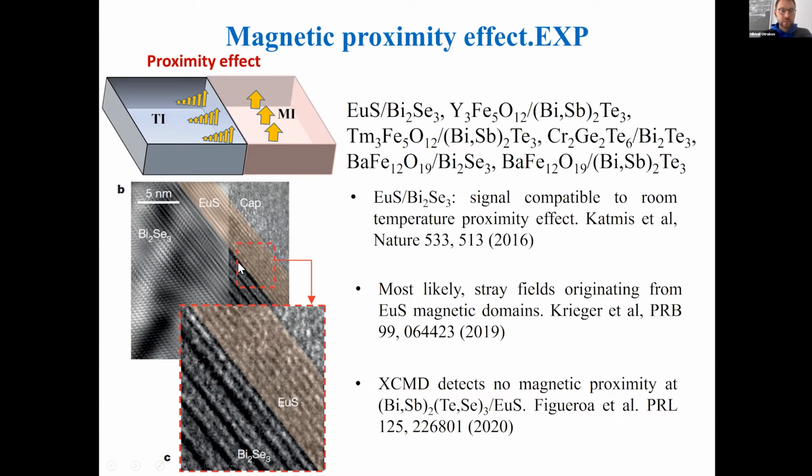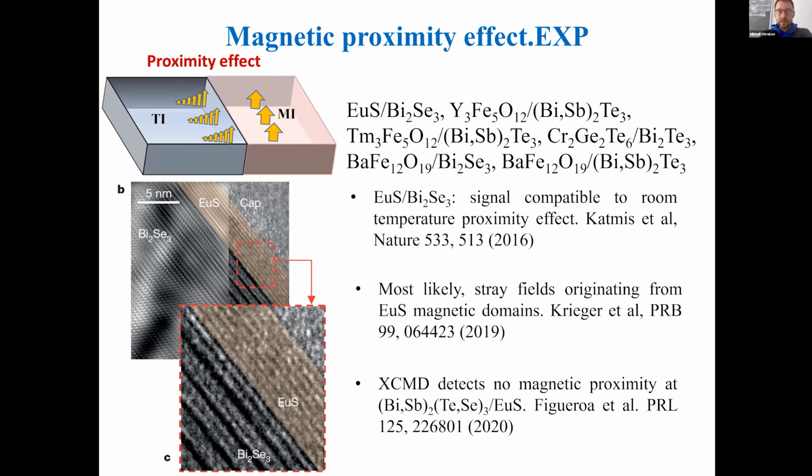Such nice and beautiful interfaces have been formed, as visualized by transmission electron microscopy. And you see the interface is almost perfect, at least at this scale. And importantly, a signal compatible with a room temperature proximity effect has been measured, as far as I remember, by a spin polarized neutron reflectivity technique and reported here by Jagadeesh Moodera's group.